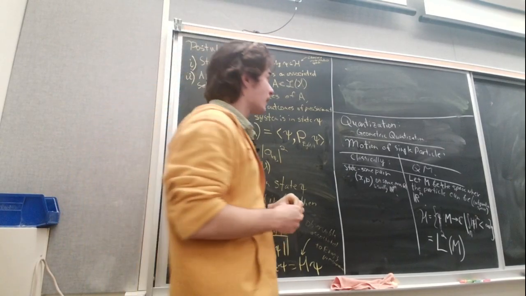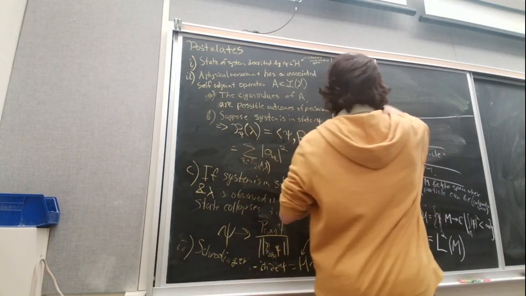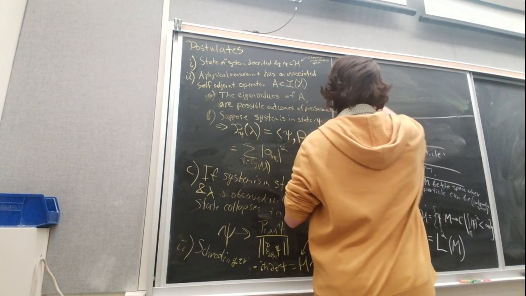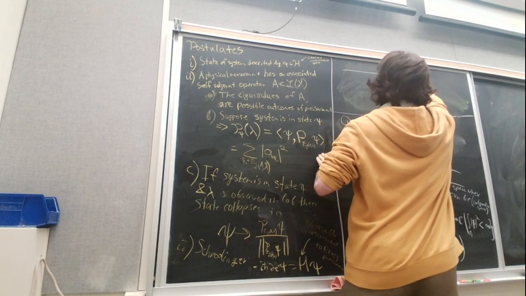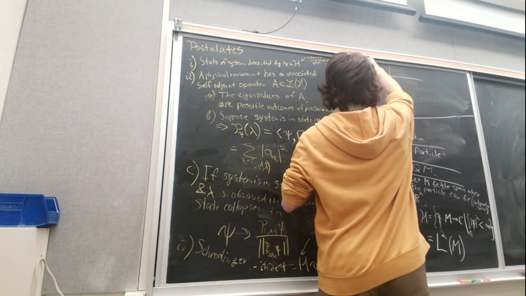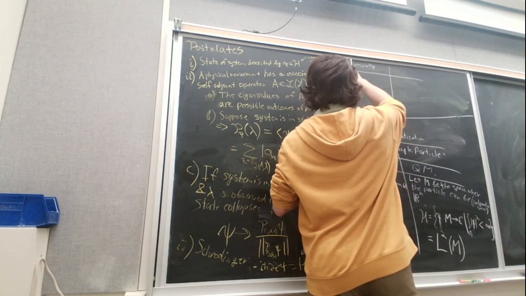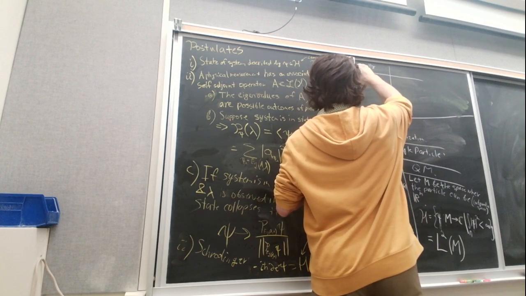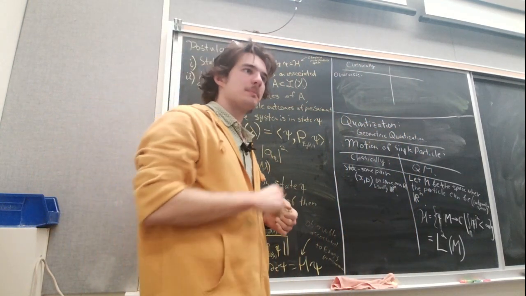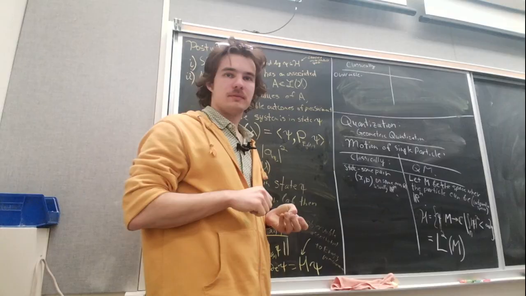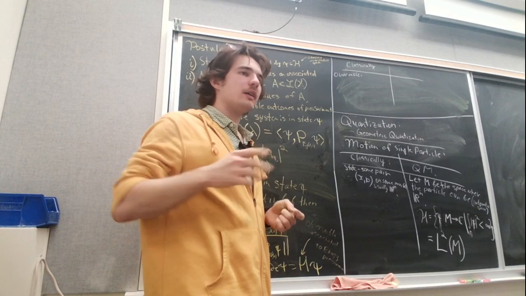Okay. And so now we figure this out in the following way. Remember, classically, what is an observable classically? What can you observe? Energy or something. Velocity.